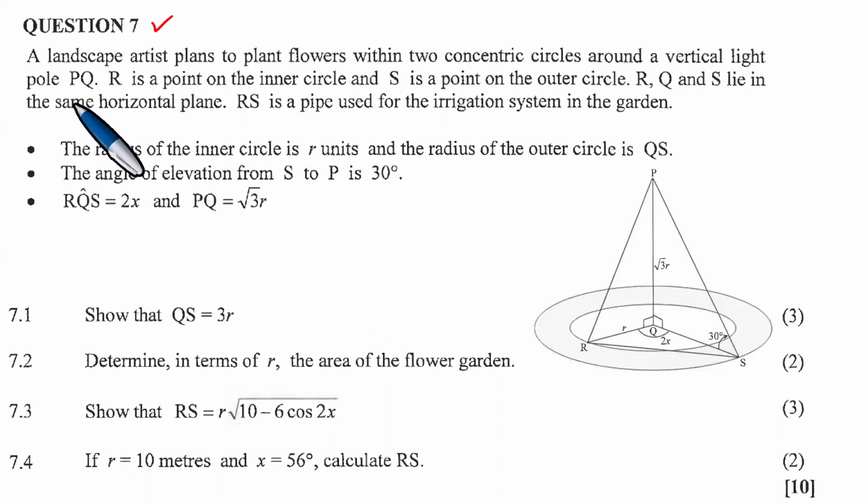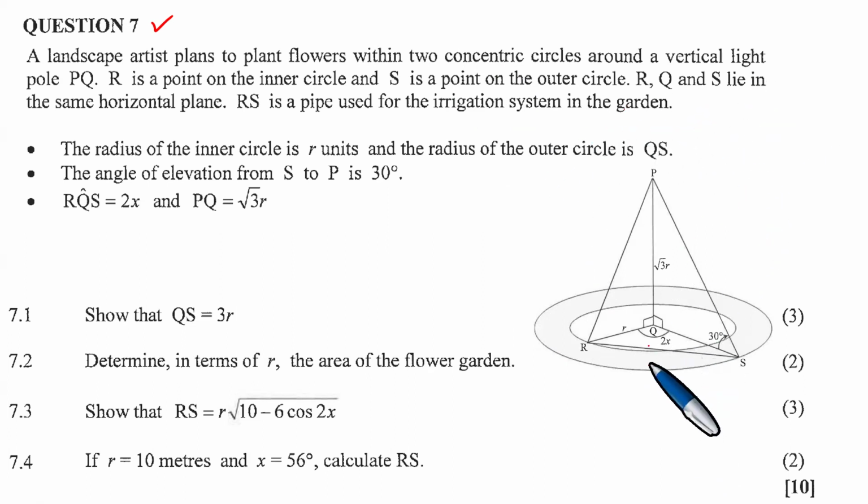Question 7. A landscape artist plans to plant flowers. Remember, this one is a landscape artist that is planning to plant flowers within 2 concentric circles. So this person wants to plant flowers within 2 concentric circles. Concentric circles are circles with the same center, but essentially different radii.